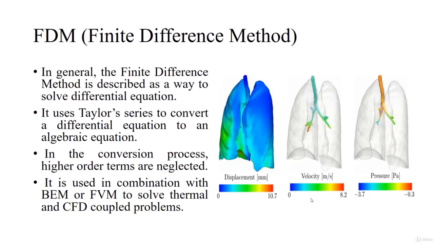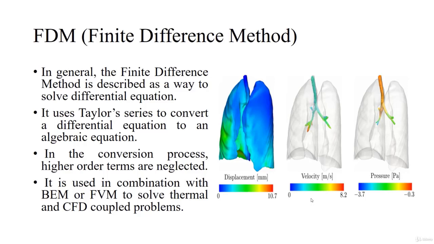Then the next method is the finite difference method. So coming to the finite difference method, it can be said as a combination of boundary element method and the finite volume method. And generally this particular FDM is very much applicable to solve CFD or thermal coupled problems. So coming to what is FDM. The finite difference method is nothing but a way in which we can solve differential equations. Generally an engineering problem will be defined in the form of differential equations, and this FDM method is one of the techniques that can be used to solve these differential equations.